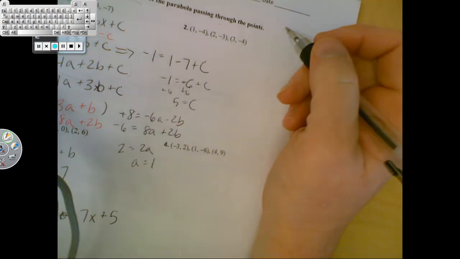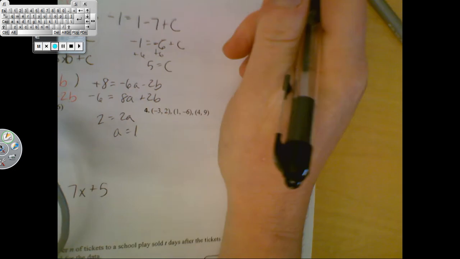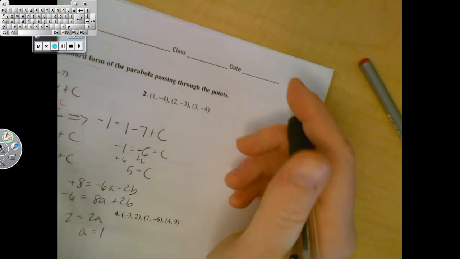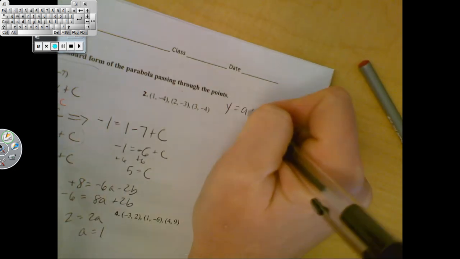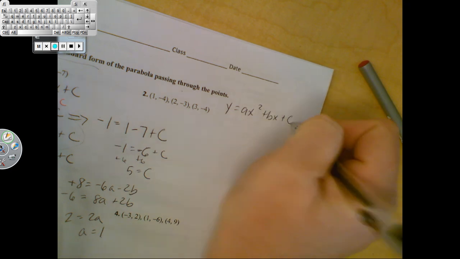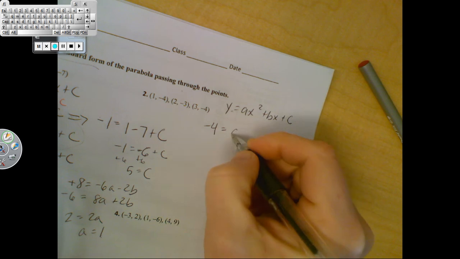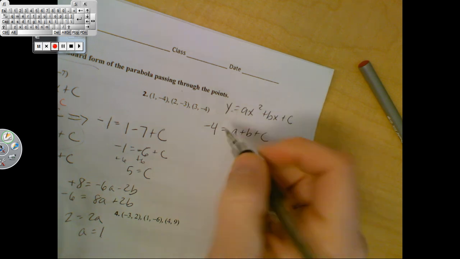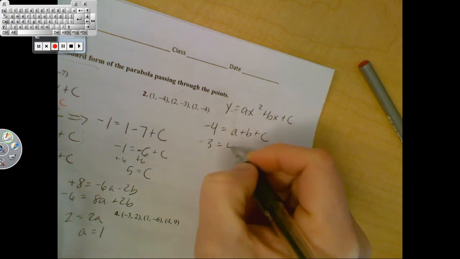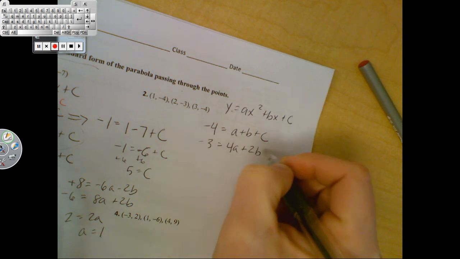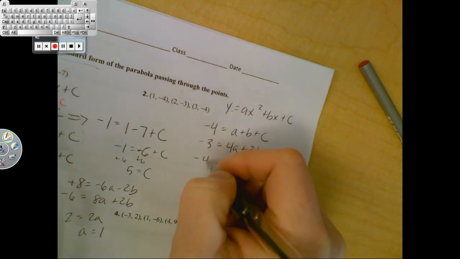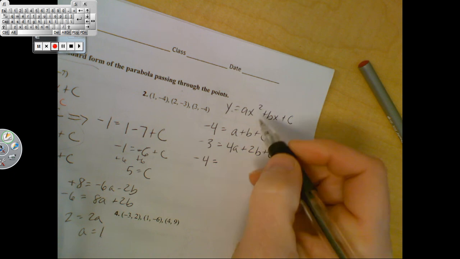Again, I'm going to plug in for x and y into the standard form of the equation, y equals ax squared plus bx plus c. So here's the equation. I'm going to put in -4 for y, 1 for x. -3 for y, 2 for x. -4 for y, 3 for x.